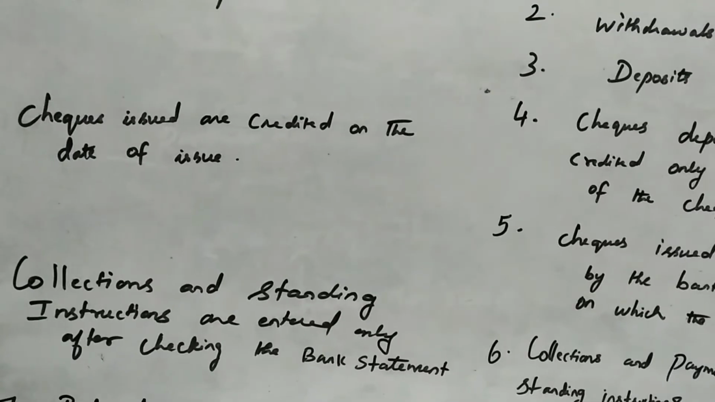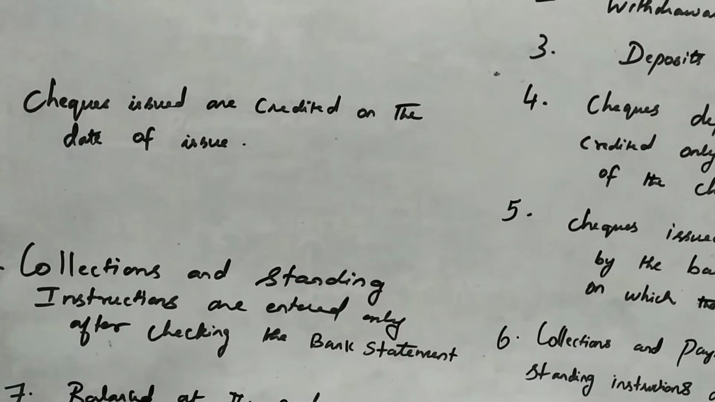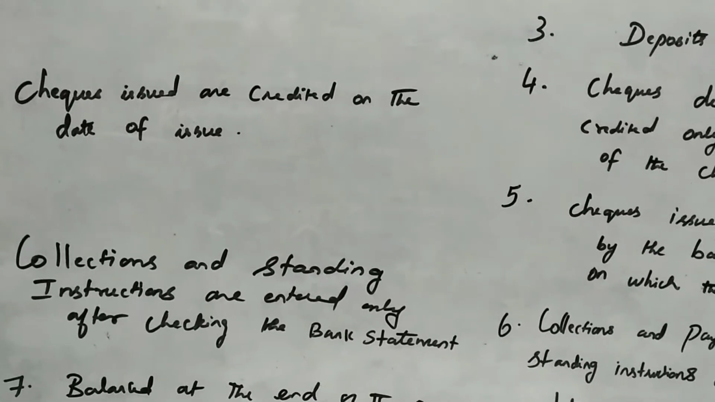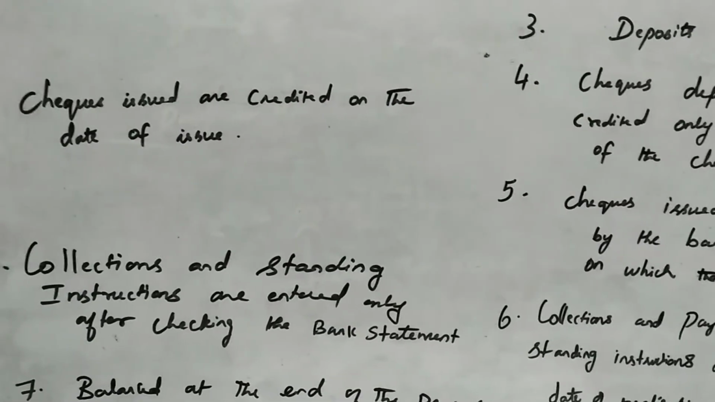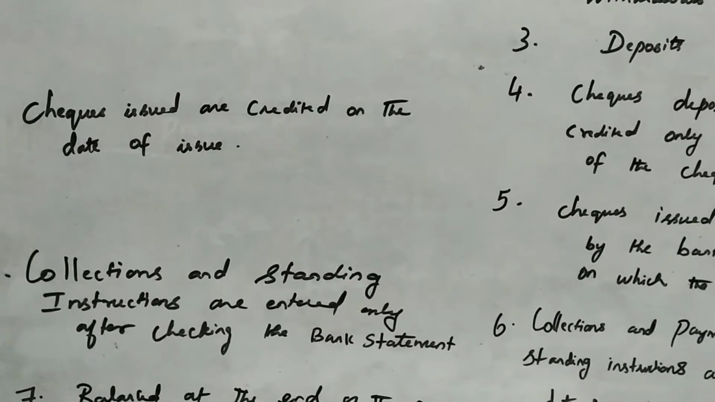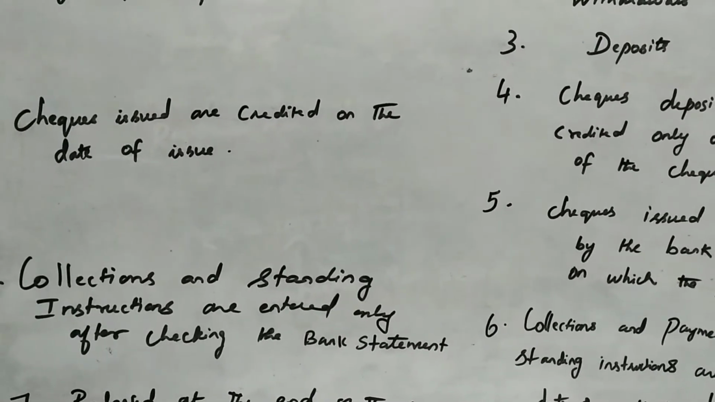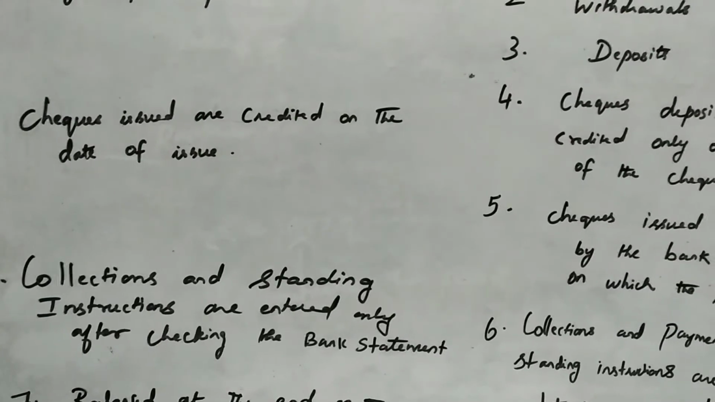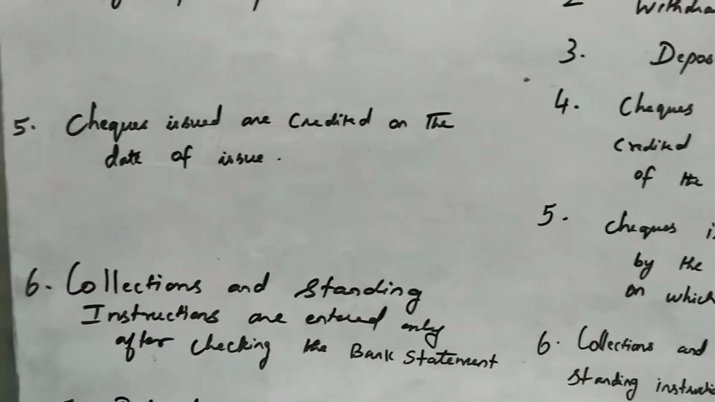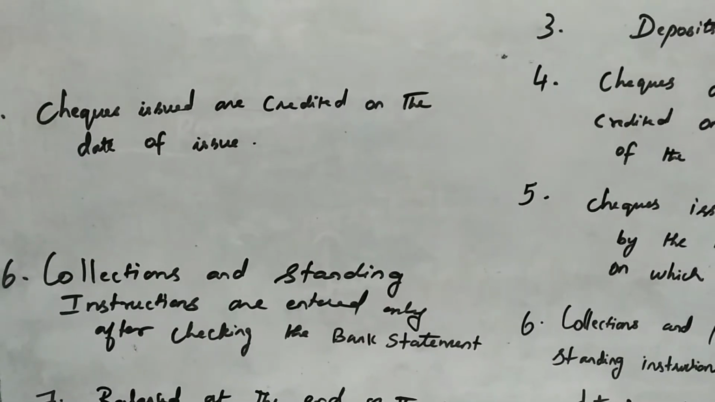So any collection or any payment on your behalf by the banker will be entered only after checking the bank statement. You have given instructions and you don't know when exactly a collection has been done or a payment has been made. You have to check your bank statement for it, so that you will know the exact date on which that transaction has occurred. In case of your cash book, all these collections and standing instructions are entered only after checking the bank statement.